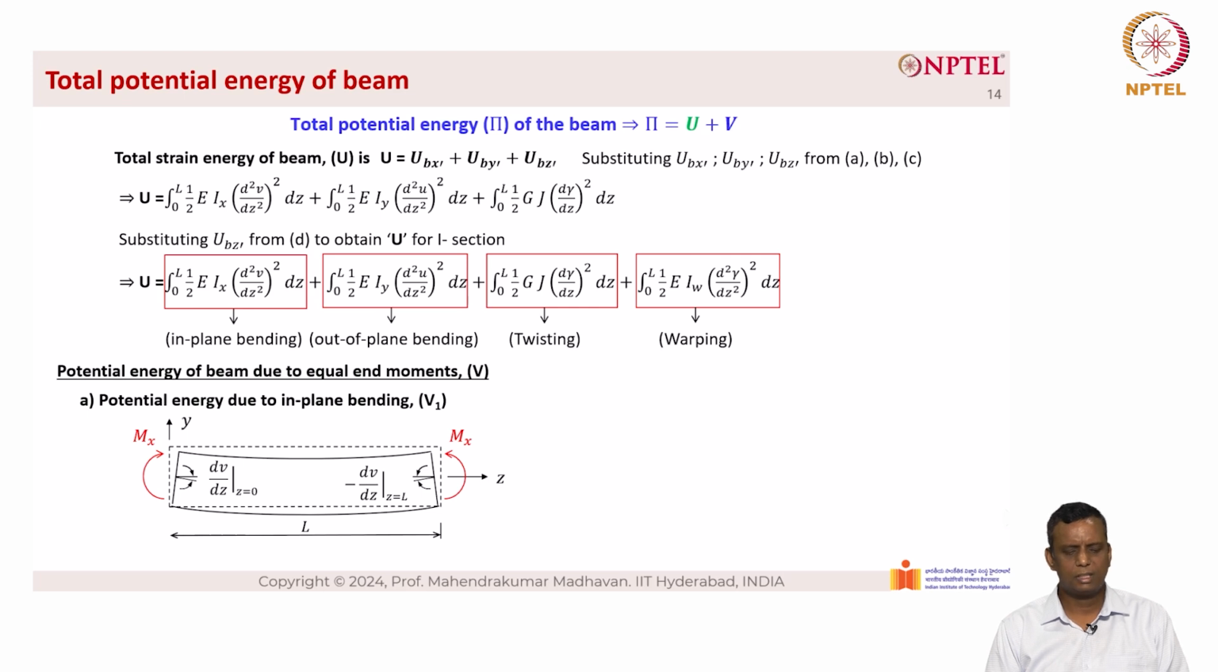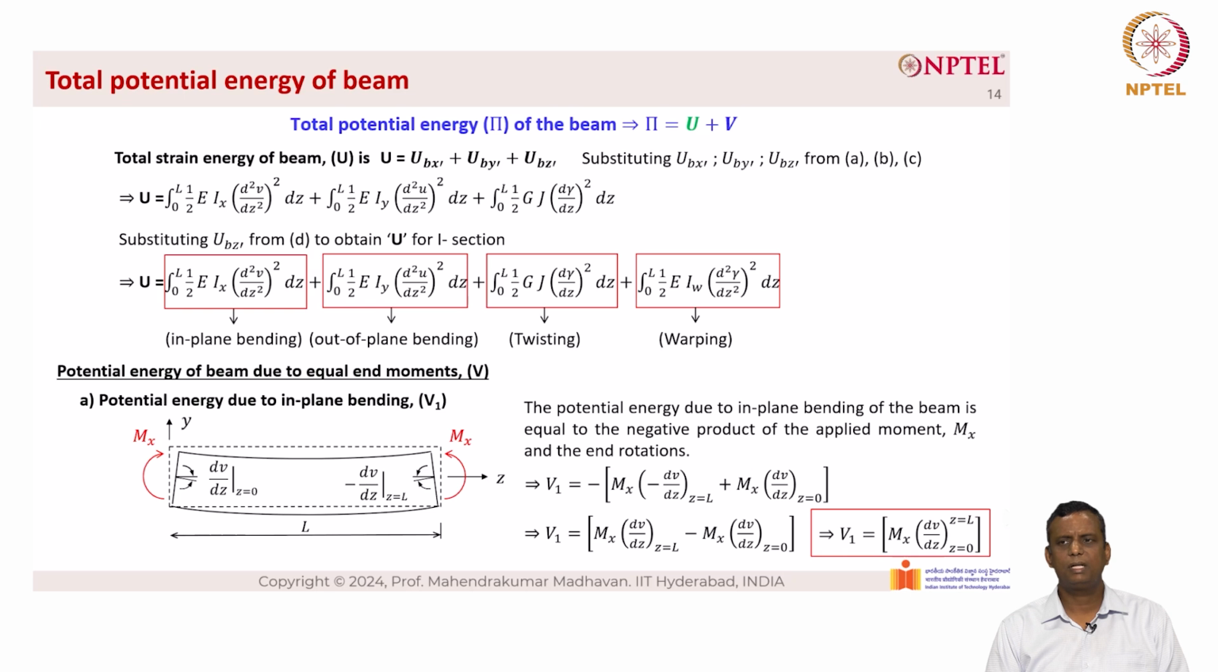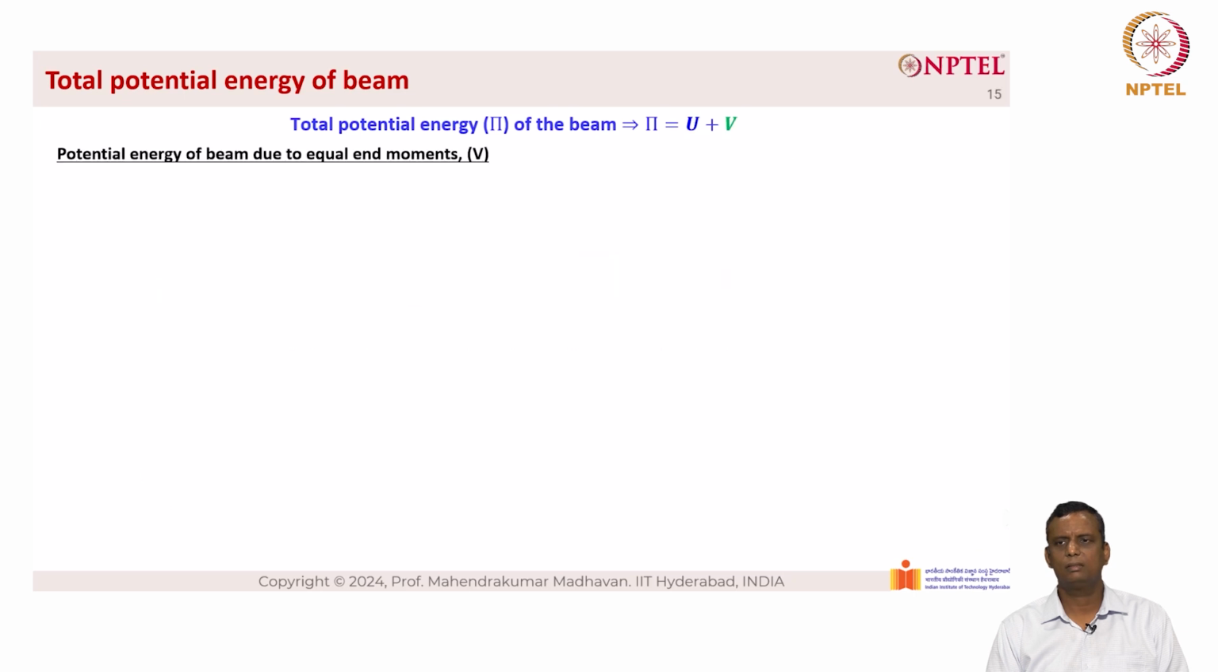Mx is acting on both sides of the beam. The potential energy due to in-plane bending of the beam is equal to the negative product of the applied moment Mx and the end rotations. So V1 is given as minus Mx into minus dv/dz at z equal to L plus Mx into dv/dz at z equal to 0. So now when we take the minus sign inside, we have Mx into dv/dz at z equal to L minus Mx into dv/dz at z equal to 0. So this can be written with lower limit and upper limit, which gives rise to the equation V1 equal to Mx into dv/dz between z equal to 0 and z equal to L.